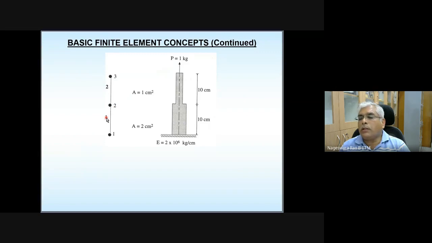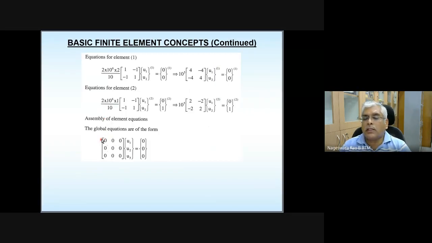So the contribution of element 1 into the global equation system is going to be into the locations 1, 2 rows and columns. So element 1 contribution comes in here. And element 1 contribution into the force vector comes in here. Element 1, what is the force? It's 0, 0. That comes in here. And element 2 is connecting nodes 2 and 3. So element 2 contribution goes into 2 and 3 rows and columns here. And element 2 load contribution goes into 2 and 3 locations.